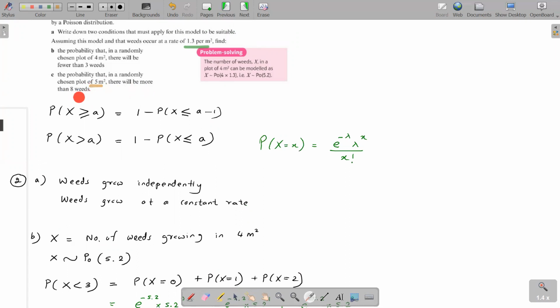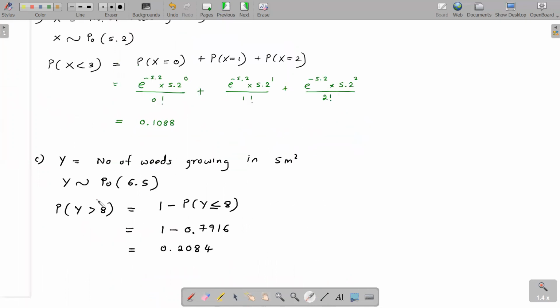So I need the probability there is more than 8. More than 8 means what? I need the probability that Y is greater than 8. Can you see, Y is greater than 8? Guys, you know the conversion. I've shown you this conversion many times in the previous exercise as well. So 1 minus probability greater than means 1 minus Y is less than or equal to 8.